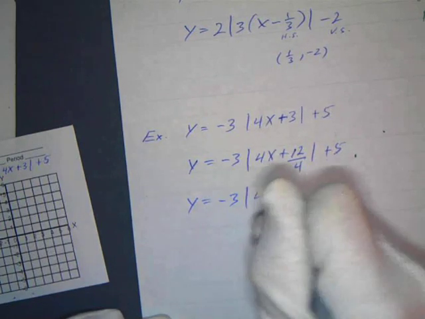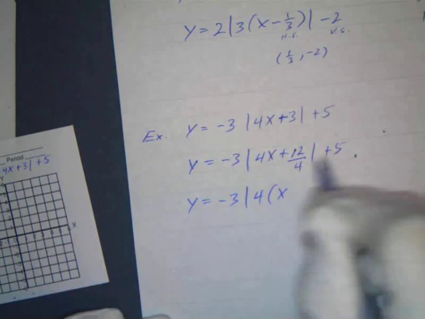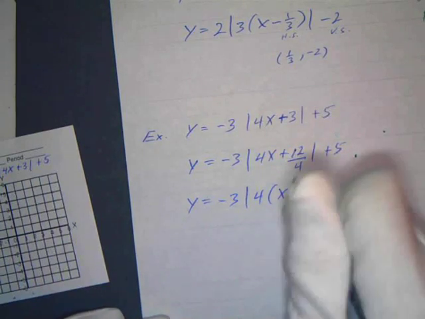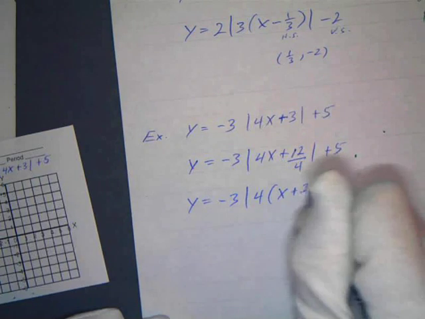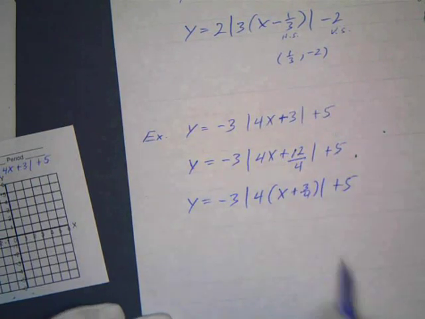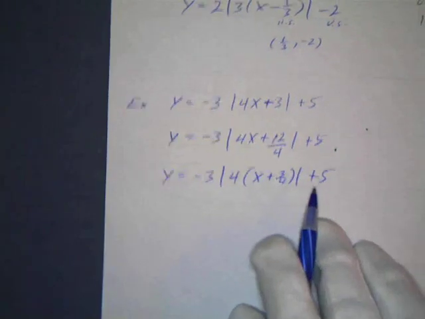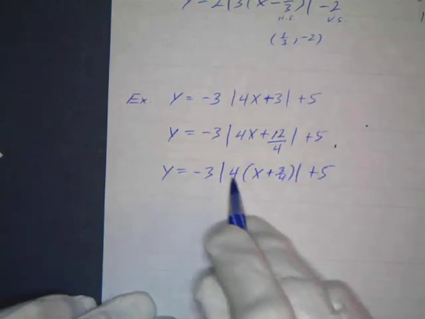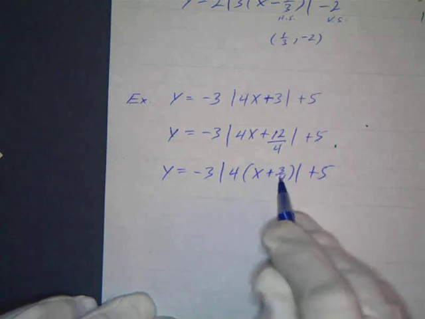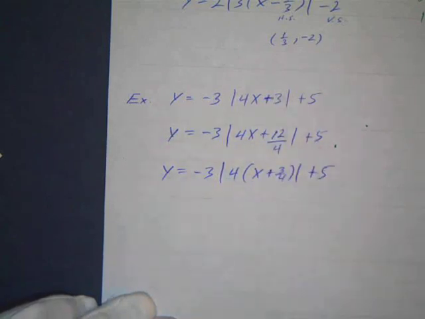factor the 4 out, so I have a 1 in front of the x, so I got x, and 4 goes into 12 3 times, plus 5. Now I'll multiply it out just to check. Make sure you check this. 4 times x is 4x, positive, and 4 times 3 is 12. 12 over 4 is 3, so that's okay.